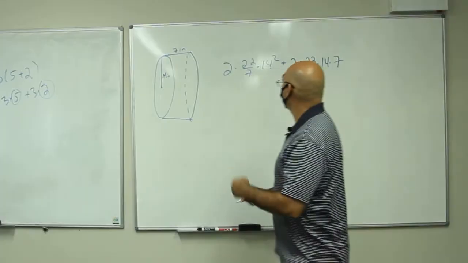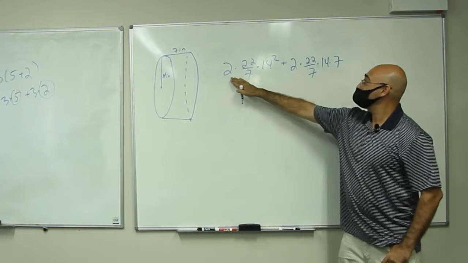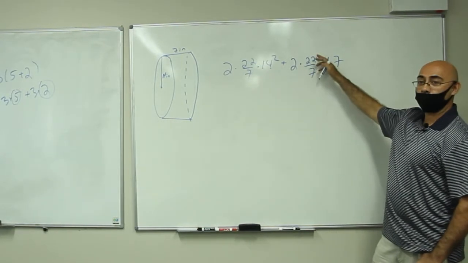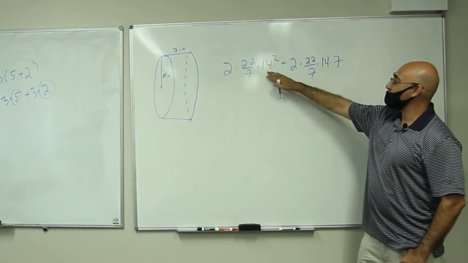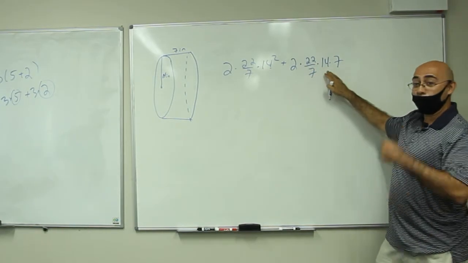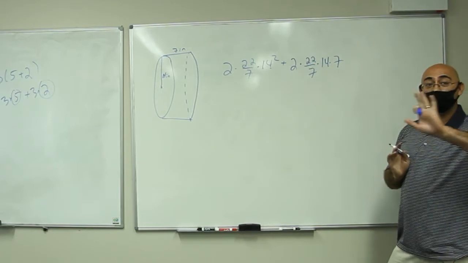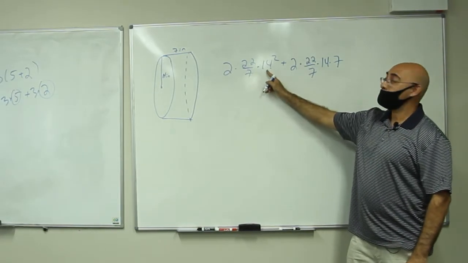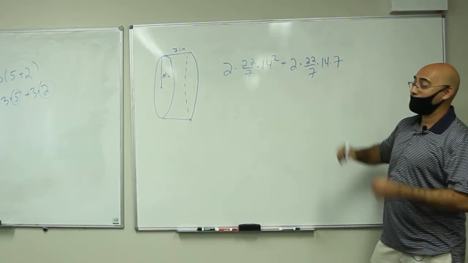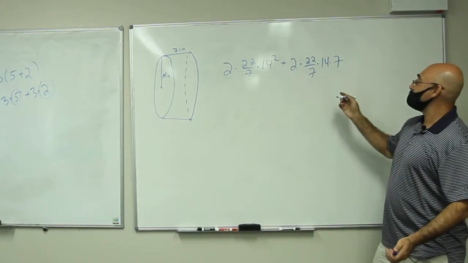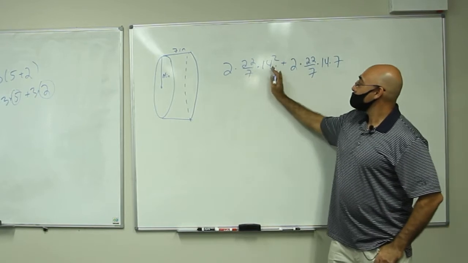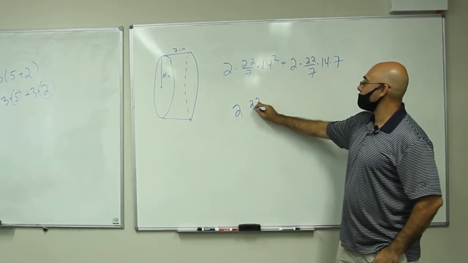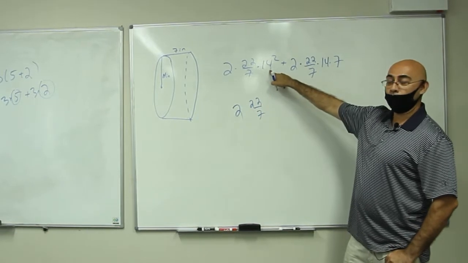I look over here. I have a 2 and a 2 in both terms. I got a 22 over 7, another 22 over 7. I got 2 14s here, but I got 1 14 here. So I'm going to pull all those out. I'm going to pull the 2, this guy, and one of those out. And I'm just going to add whatever's left over. So if I pull out a 2, I pull out a 22 over 7, and I'm going to take out one of those 14s.